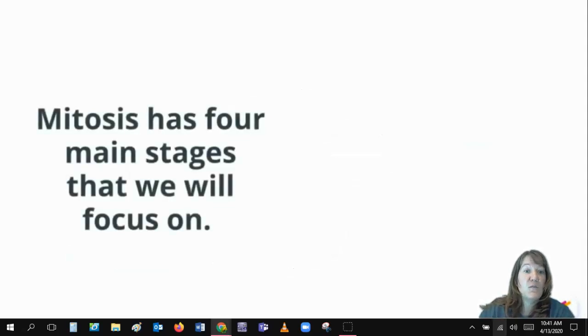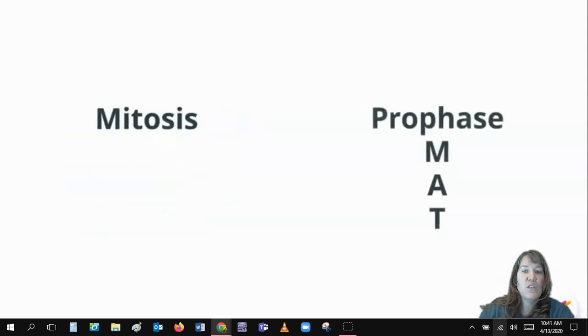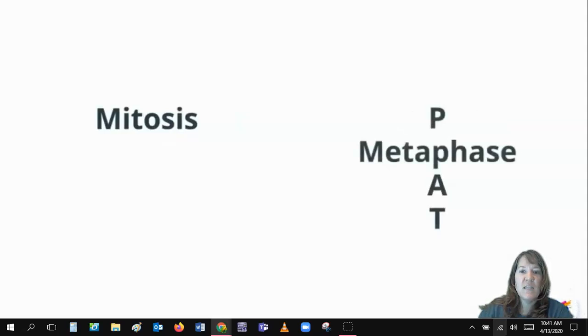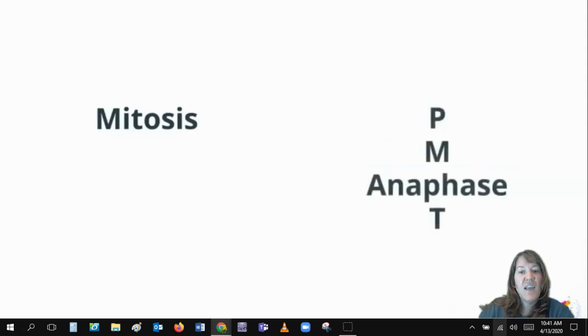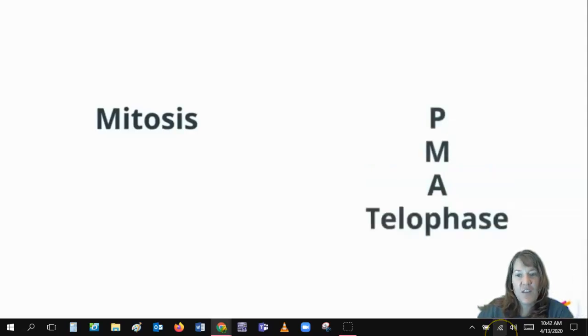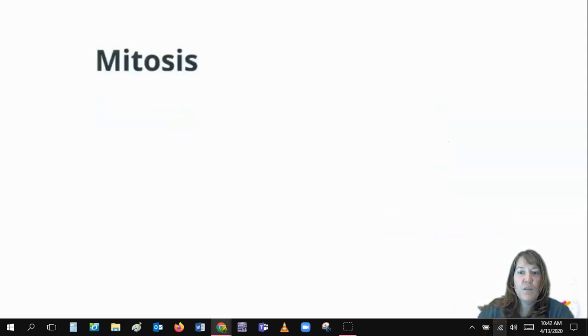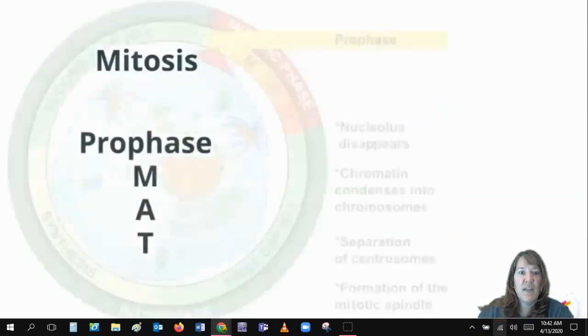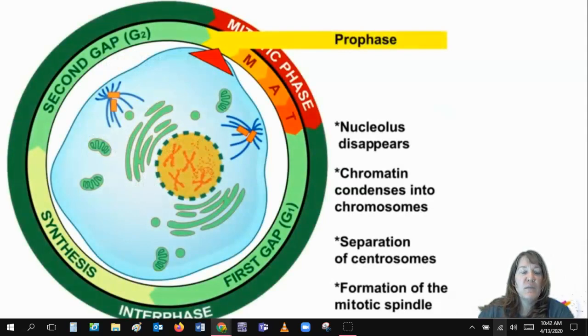So mitosis has four main stages that we're going to focus on. There are some people that add in some like pro-metaphase and things like that. We're just going to go with four stages, and the letters are PMAT: prophase, metaphase, anaphase, and telophase. Okay, so you can just memorize it as PMAT, to keep it in order.